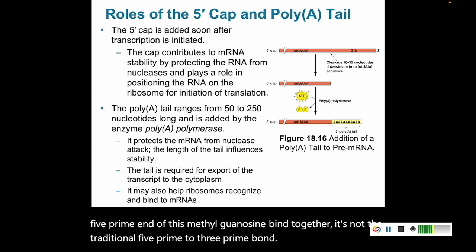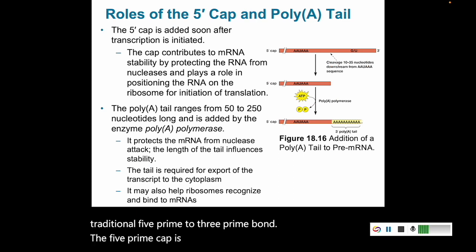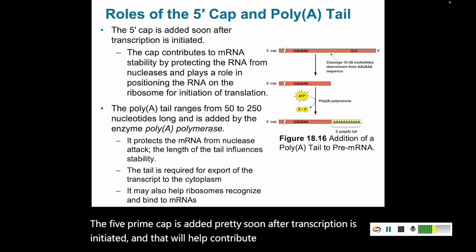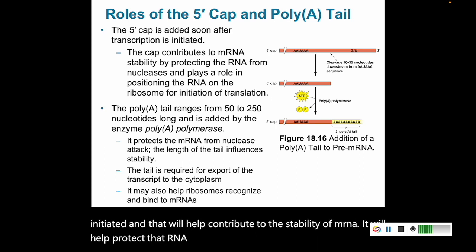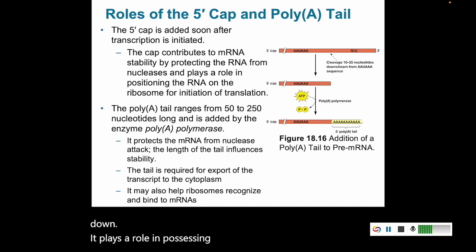The 5' cap is added pretty soon after transcription is initiated, and that will help contribute to the stability of the mRNA. It will help protect that RNA from nucleases that would break it down. It also plays a role in positioning the RNA on the ribosome for translation to be able to start.